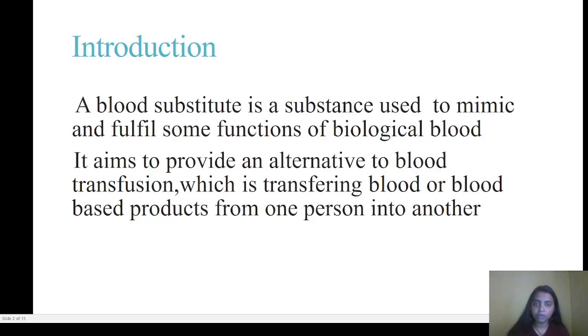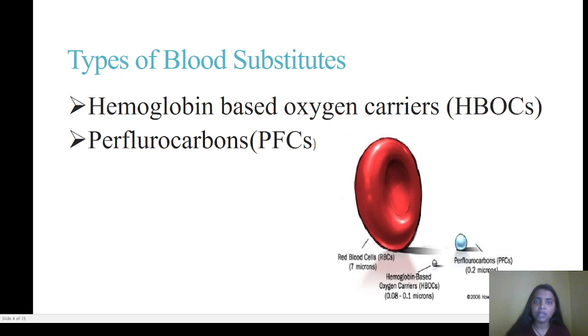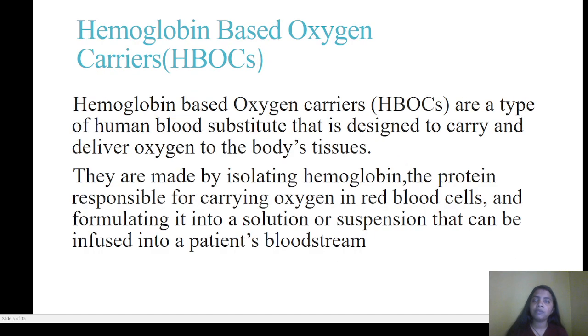Introduction. A blood substitute is a substance used to mimic and fulfill some functions of the biological blood. It aims to provide an alternative to blood transfusion, which is transferring blood or blood based products from one person into another. Types of the blood substitutes. There are two types of the blood substitutes: hemoglobin based oxygen carrier HBOC, perfluorocarbon PFC. HBOC is 0.08 to 0.1 microns and perfluorocarbon 0.2 microns.